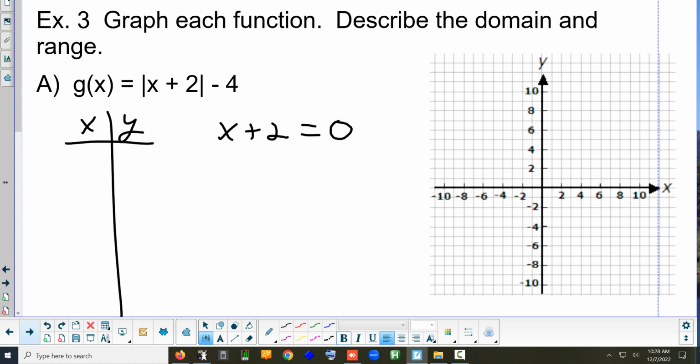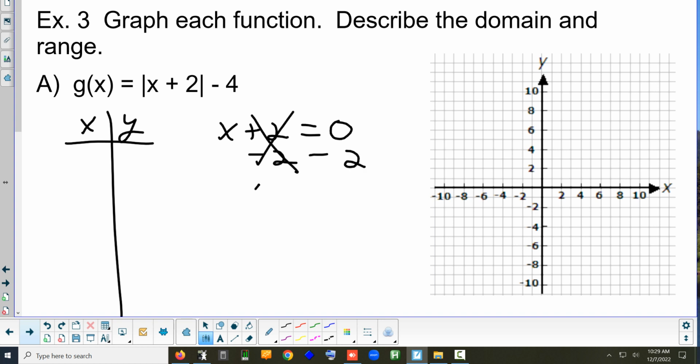Now, this time we have something we need to do. We need to solve this to get the middle value. How do we solve that for x? Subtract 2 on both sides. So that's gone. And what do we get for our middle value? -2. Perfect.